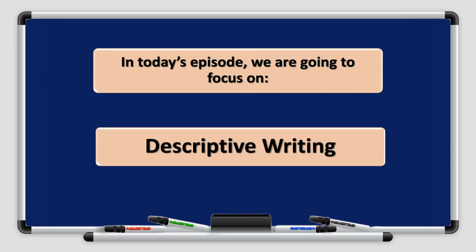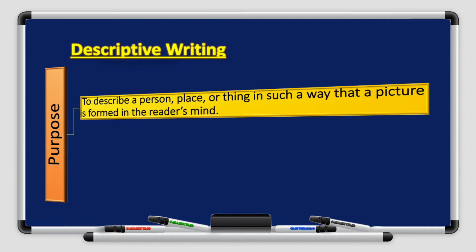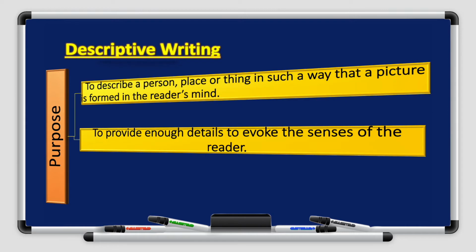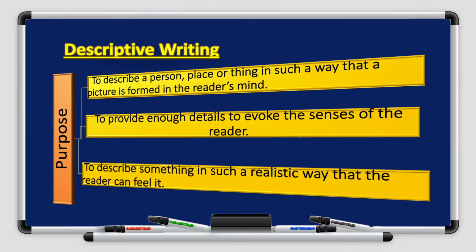And because it is descriptive writing, or because everything is described in detail, an image is formed in the reader's mind. So the purpose of descriptive writing is to describe a person, place, or thing in a way that a picture is formed in the reader's mind. You're supposed to provide enough details to evoke the senses of the reader. You want to evoke the senses of sight, smell, touch, and so on. The purpose is also to describe something in a very realistic way that the reader can actually feel it, or if they actually saw it based on your description, they will recognize it.